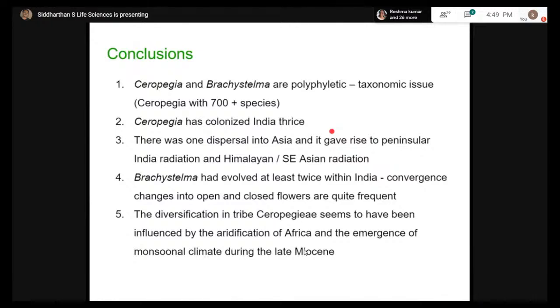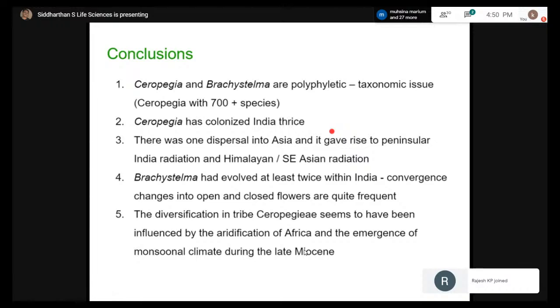So as the conclusions of the study about speciation of Serrapegia, Brachystelma and Serrapegia are polyphyletic, and this has created a taxonomic issue. Now Serrapegia is a genus with about 700 species, because of these lineages, when we are trying to see the common ancestor, even though morphologically they are different, under the phylogenetic tree they could be clumped into one genus. Since Serrapegia is the first genus in this lineage, it has been chosen as the genus name. So Brachystelma is now called Serrapegia.